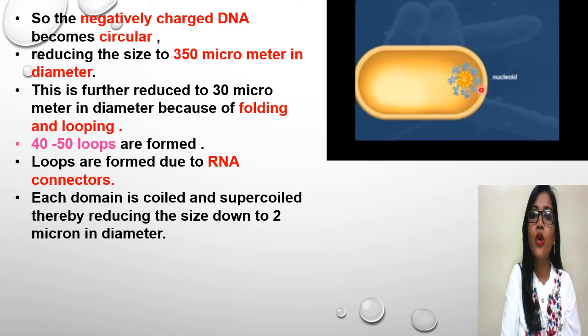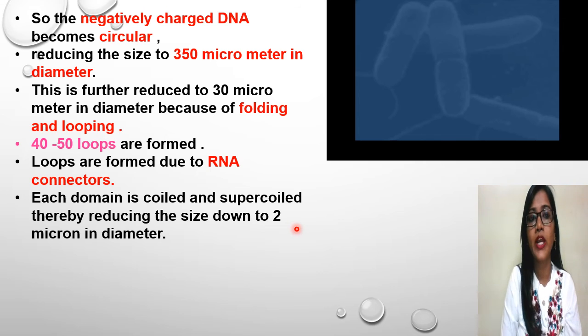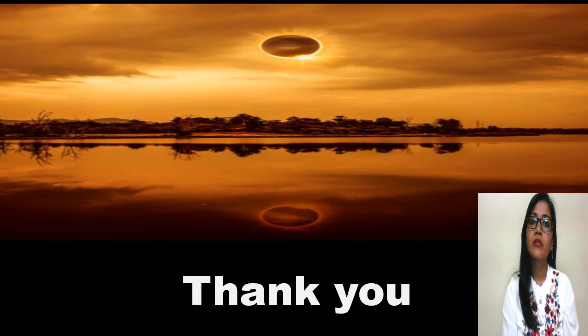This is the nucleoid which is present inside the bacterial cell. Each domain is coiled and supercoiled, thereby reducing the size down to 2 micron in diameter. I hope you have understood how the genetic material gets packaged inside the prokaryotic cell. Enzymes like gyrases and topoisomerases are very helpful for the supercoiling of the genetic material. That's all about the prokaryotic packaging of genetic material.